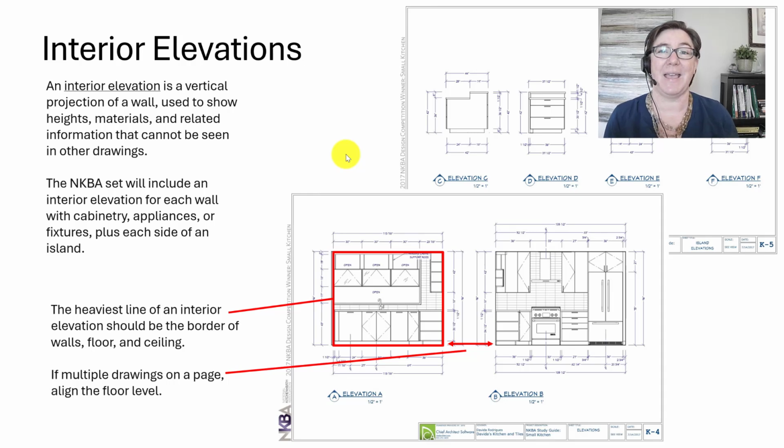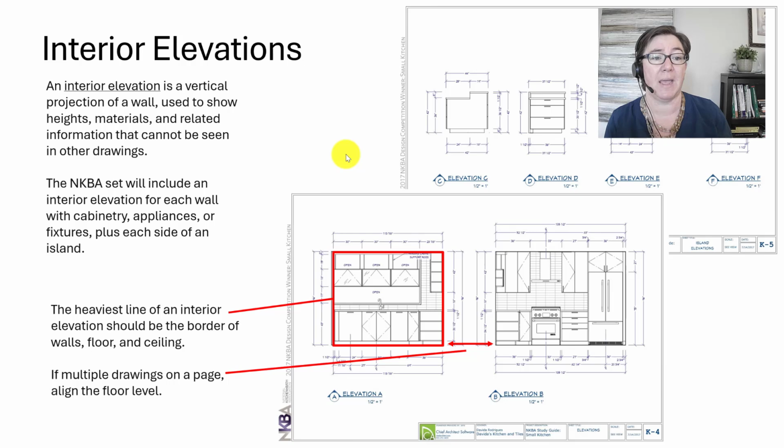Let's look at the NKBA graphic standards for interior elevations. What's an interior elevation? It is a vertical projection of a wall, and we use it in order to show different heights, materials, related information that can't be seen in other drawings. There's a lot of information, especially in kitchens and baths, that you just can't tell by looking at a plan, and so we draw these interior elevations.